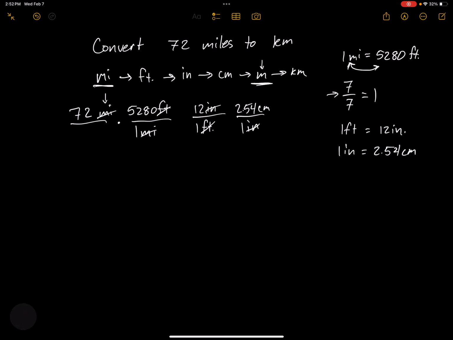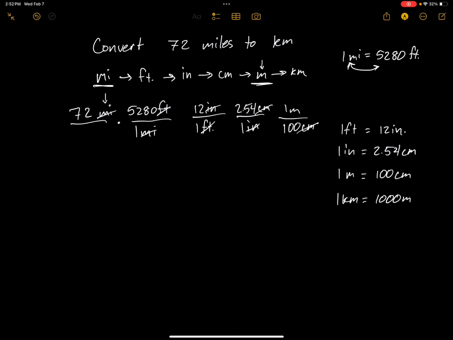Okay, and then the next one I can say is that I know 1 meter, and remember not to confuse meters and miles, has 100 centimeters, okay? So then I can say 100 centimeters on the bottom and 1 meter. Notice centimeters are going on the bottom because centimeters were on the top and I need them to cancel, just like that. So there we go. And now the only thing left to do is to get to kilometers, which there are, in 1 kilometer, 1,000 meters. Okay, so these are pieces of information that I just have, but they're kind of common.